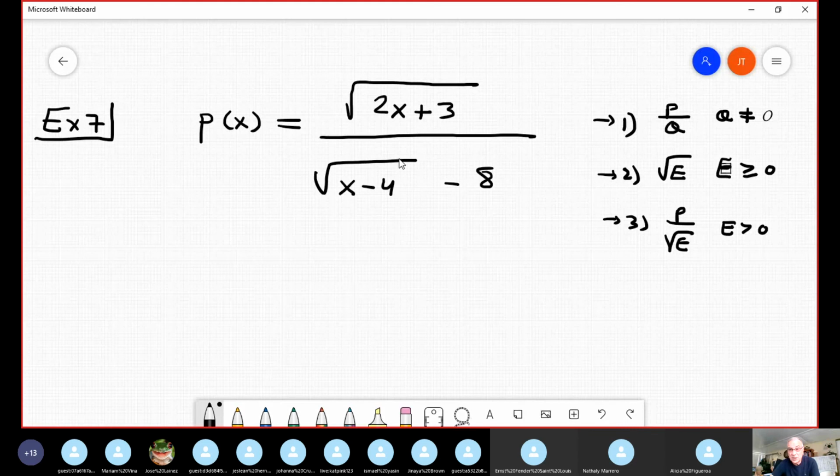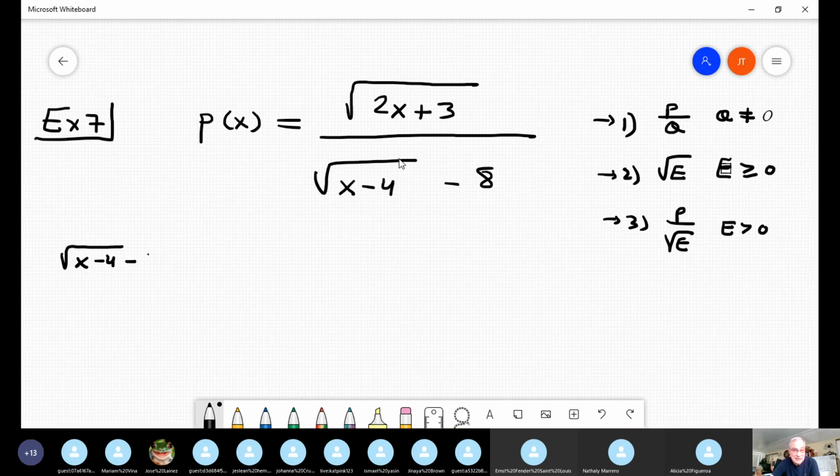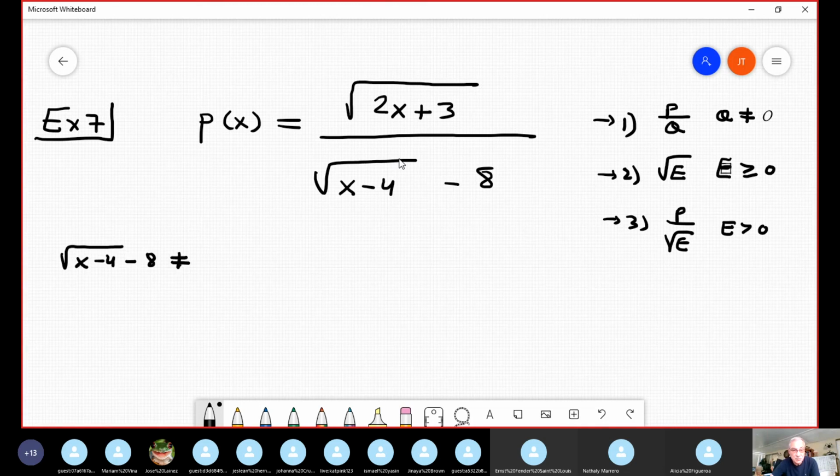Okay, let me try one by one. So I discover the denominator. Yes, we have. So you copy: square root of x minus 4, minus 8, is illegal to be 0. No 0. That part, no 0. And you connect it by "and". Number 2 is the radical in the top, 2x plus 3. Should be non-negative.